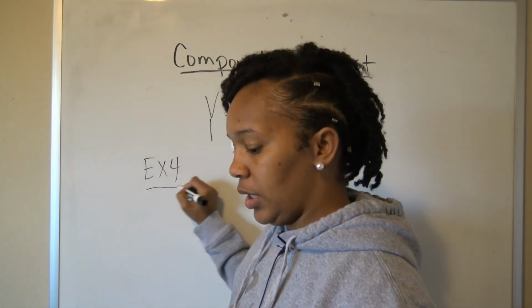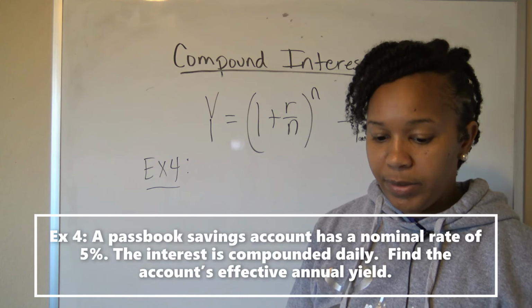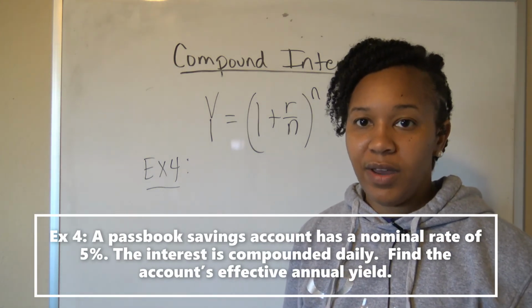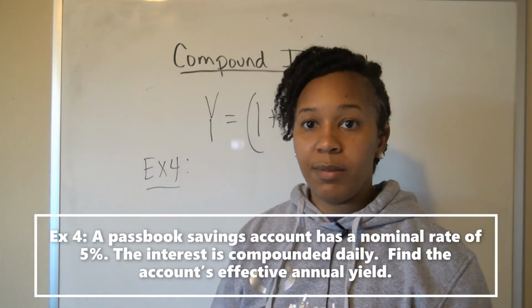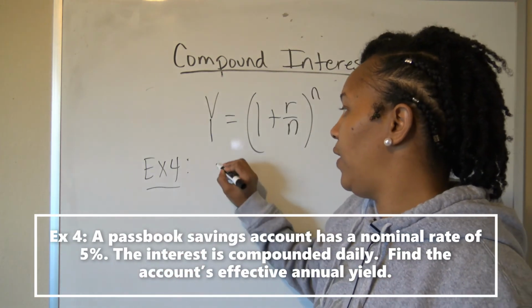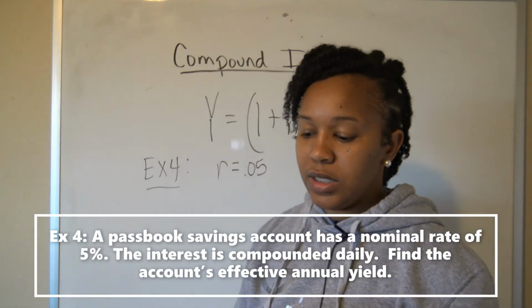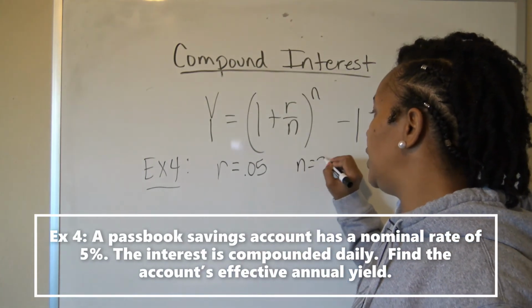Example 4 says a passbook savings account has a nominal rate of 5%. The interest is compounded daily. Find the account's effective annual yield. So it gives us the nominal rate, which is the interest rate for the account, is 5%. So our R is 0.05. It also tells us that the interest is compounded daily. So that means our N is equal to 360.